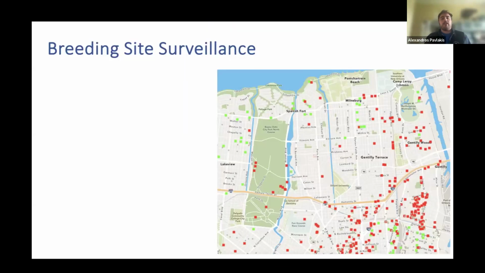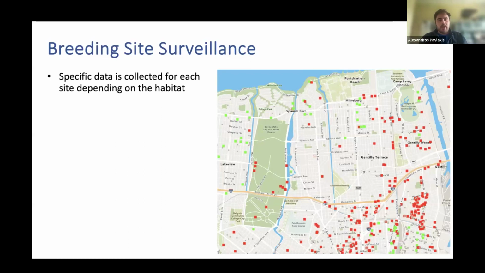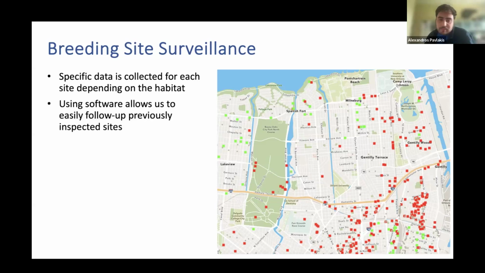So for our breeding site surveillance, we have specific data to collect for each site depending on the habitat. We started off very simply with pen and paper, going around the city and trying to understand what our problems are. And we've upgraded this program finally using software that allows us to easily follow up these previously inspected sites, and our inspectors can have all this information with them when they're in their vehicle out in the field.